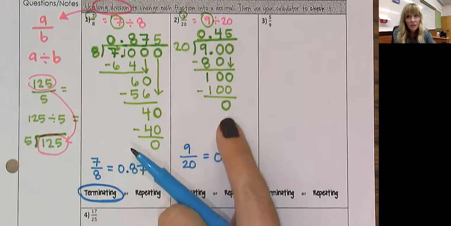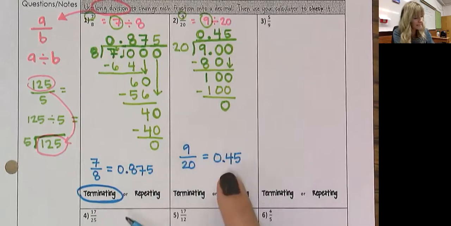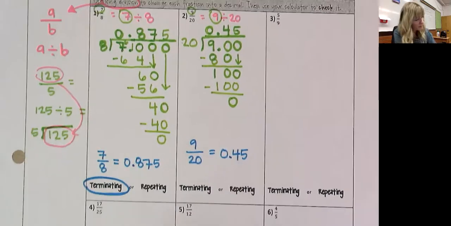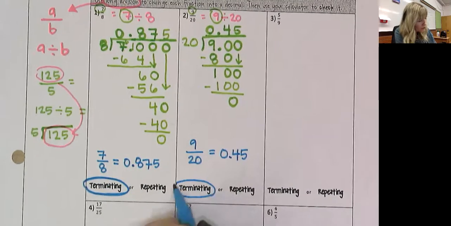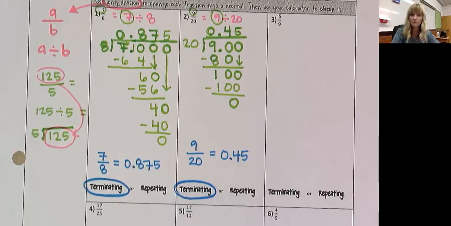Also, I got a remainder of 0, which means this decimal stopped, which means this is another example of a terminating decimal. 9/20 is equivalent to 0.45. That is a terminating decimal. Okay, one more together. Here we go.